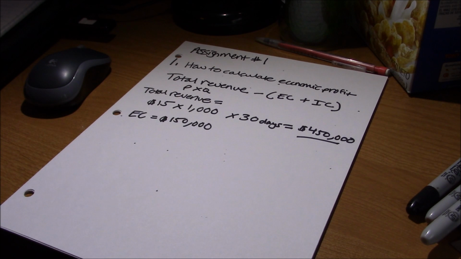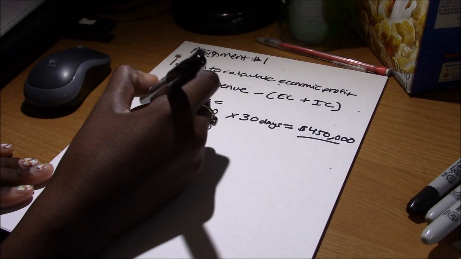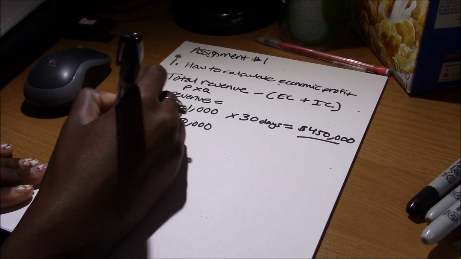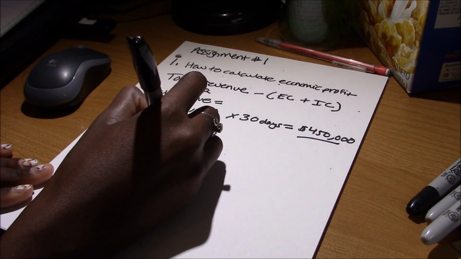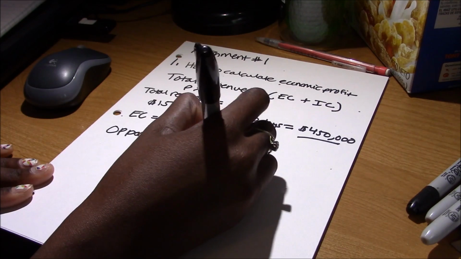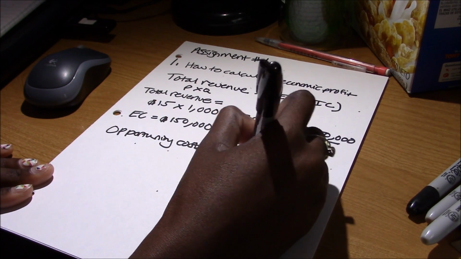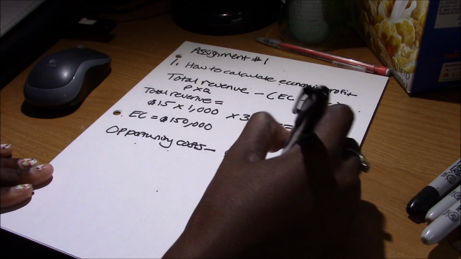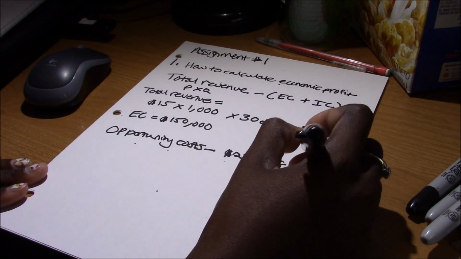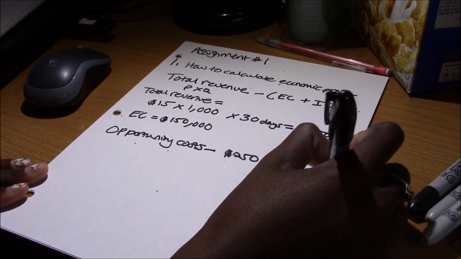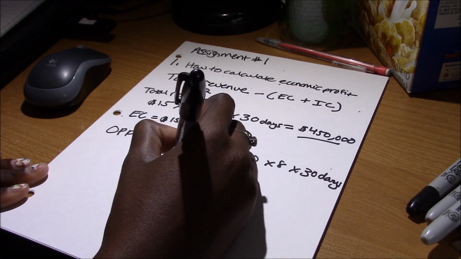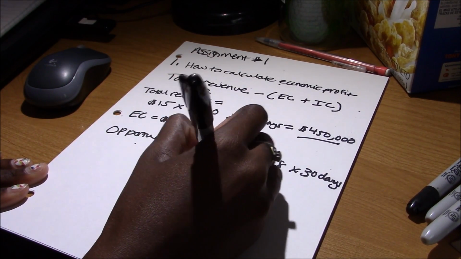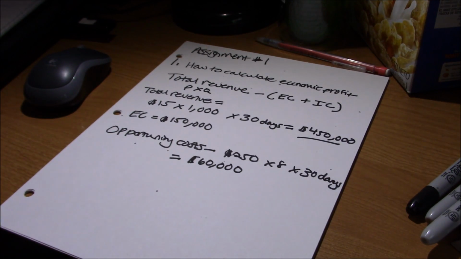As an economist, you also have to factor in opportunity costs, okay? And those are your implicit costs. So in order to calculate your opportunity costs, we would do the $250 that she could be earning per hour. So that's times 8 hours times 30 days. And this answer is $60,000. So she could be earning $60,000 per month if she worked somewhere else.